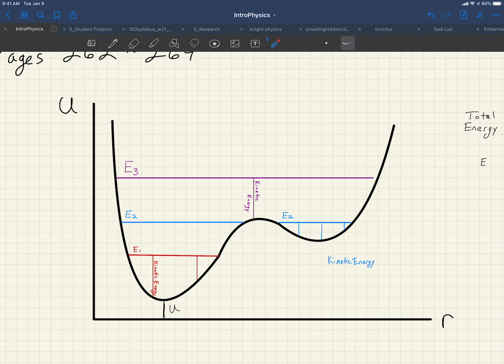Well, what if I tell you the total energy is E2? In that case, I have to tell you whether I'm on the left side or the right side, because each one of these is trapped to go back and forth. This is what we refer to as a bound state. We often have bound states with a negative total energy, which seems to bother students, and I understand that. They say, how can the total energy be negative?